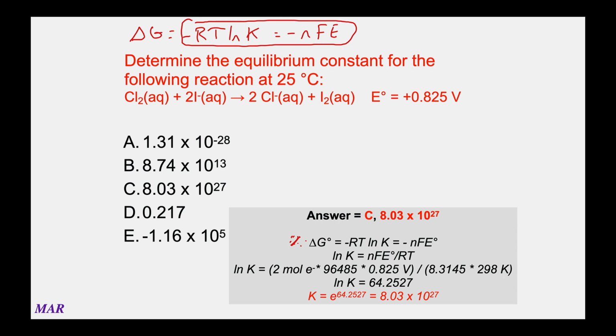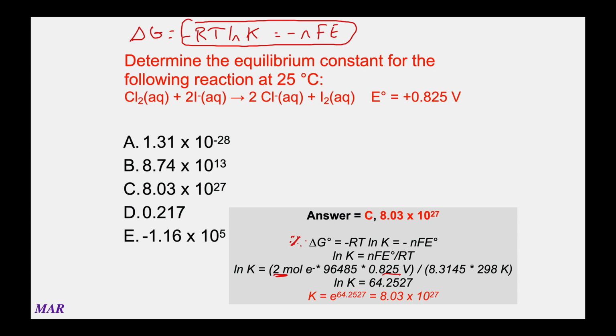Natural log of K equals 2, which is the moles. I use 96,045. There's the voltage, 8.825, R and T. Natural log of K equals 64.2527. And to get rid of the natural log, you take the anti-natural log, the e to the x button, to both sides. 8.03 times 10 to the 27th is the answer I got out.